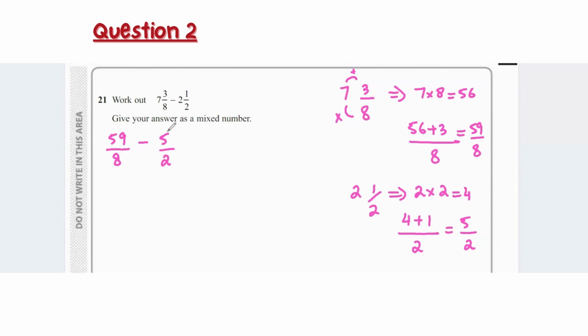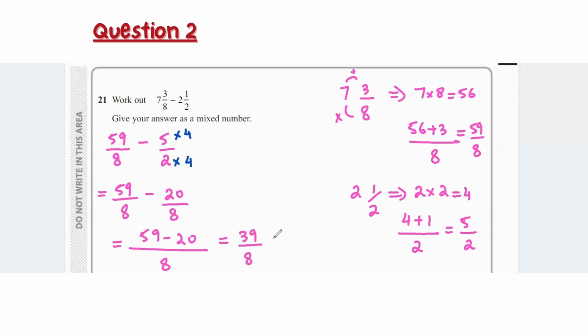So to make the denominators equal, I'm going to multiply the second fraction by 4. Why? Because 2 times 4 is 8. And since I'm introducing a new term in the denominator, which is times 4, I have to do the same in the numerator as well. So 59 over 8 minus 20 over 8. Now, since the denominators are the same, we can combine it as a single fraction and subtract the numerators, which is going to give us 39 over 8, which can be rewritten as a mixed number.